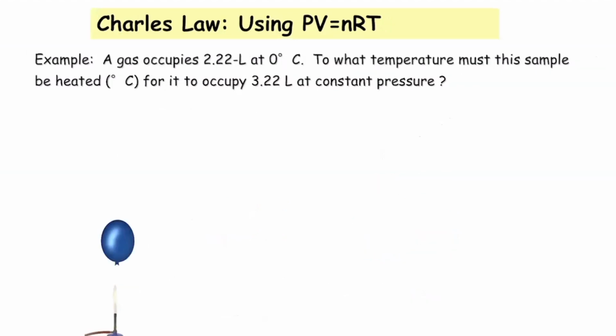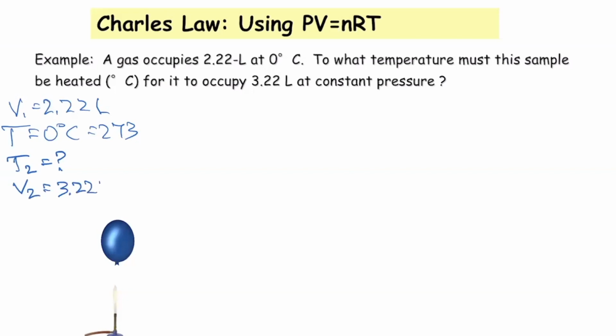Okay. Here's another problem. Again, when you start a problem, organize your thoughts, organize your work. A gas occupies 2.22 liters, so that's a volume. The temperature is 0 degrees Celsius, so that's 273. Write it down on your piece of paper. To what temperature must the sample be heated if it's to occupy 3.22 liters? This is a Charles's law problem. All you see here is volume and temperature. But we're not going to approach it using Charles's law.